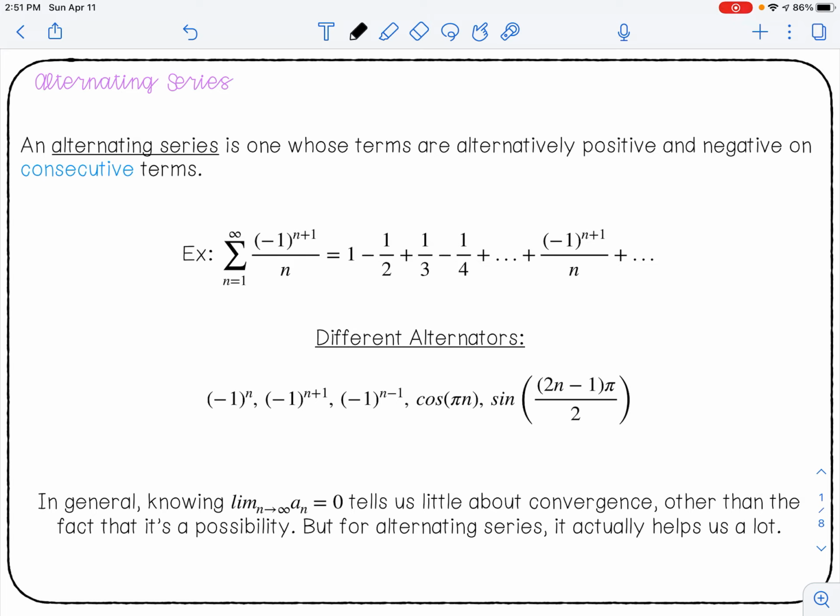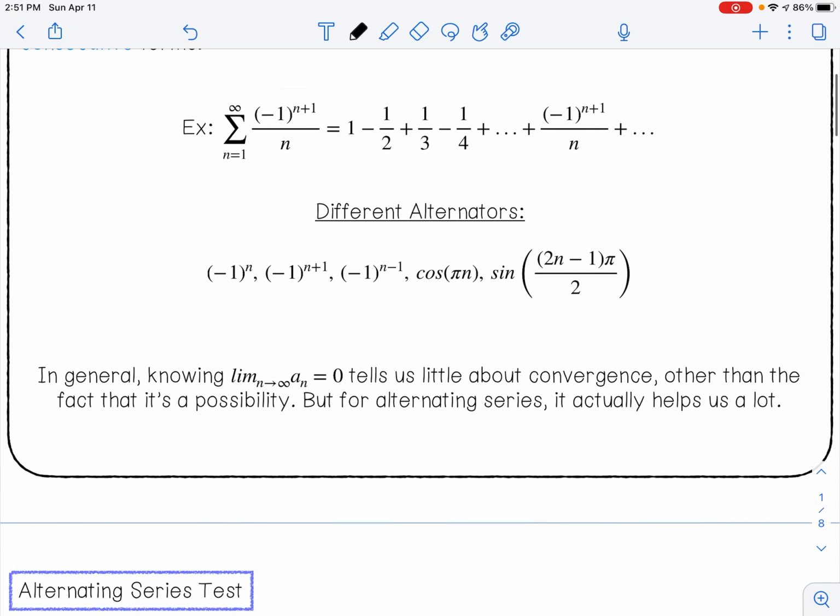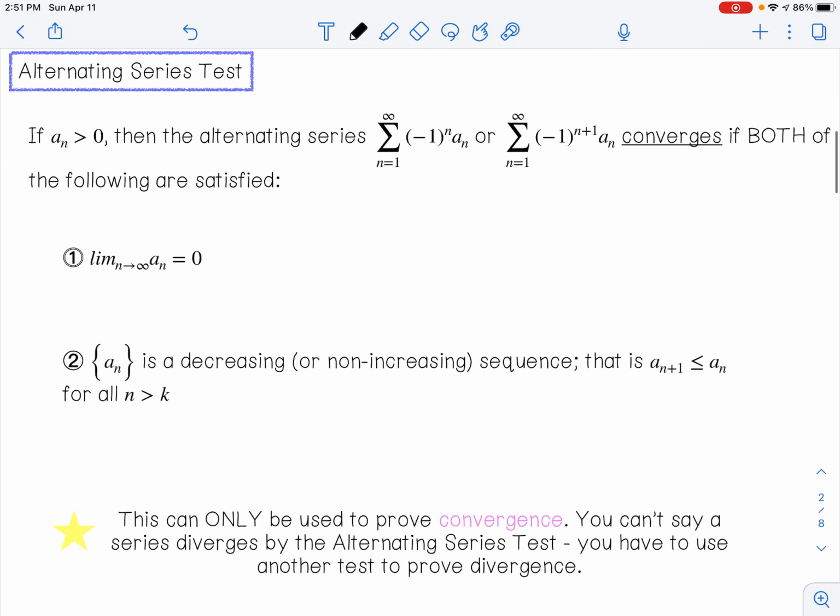So in general, if we're looking at just a general infinite series, knowing that the limit of the sequence goes to 0 tells us very little about the convergence, except that it's a possibility that it could converge, but it doesn't tell us that it does. But for an alternating series, it actually helps us out a ton. To prove convergence for alternating series, we have something called the alternating series test. This only works for alternating series. Duh, it's in the name.